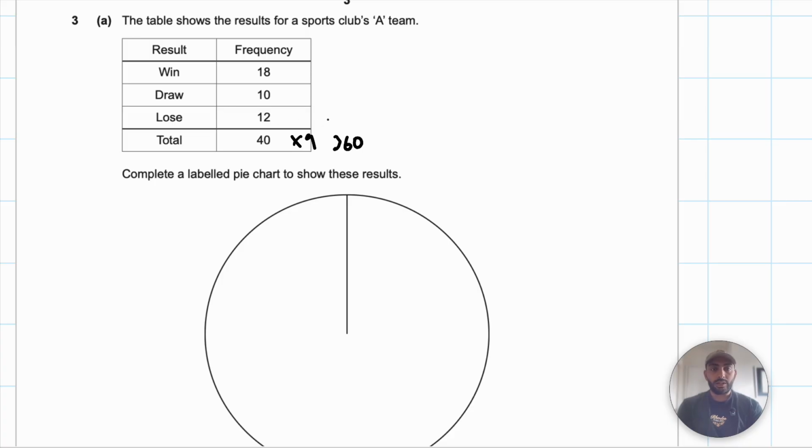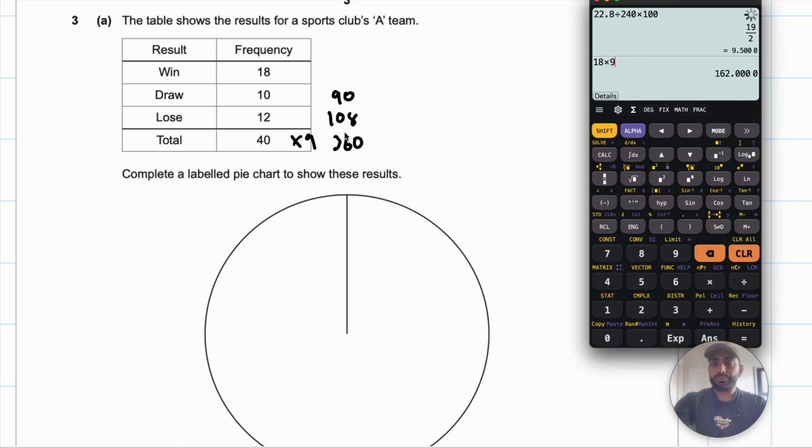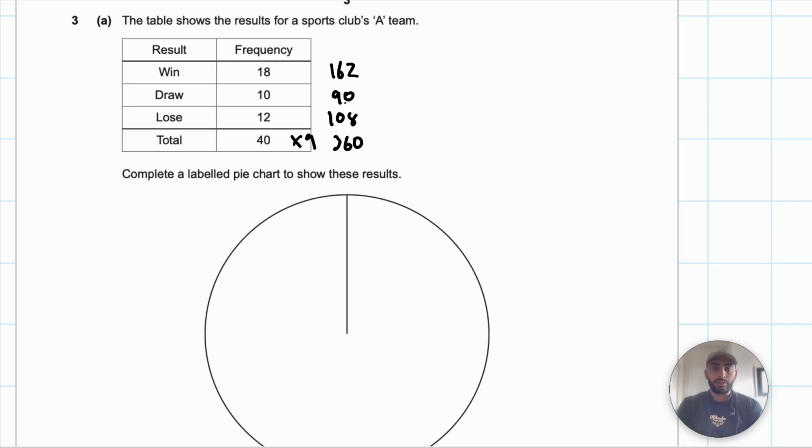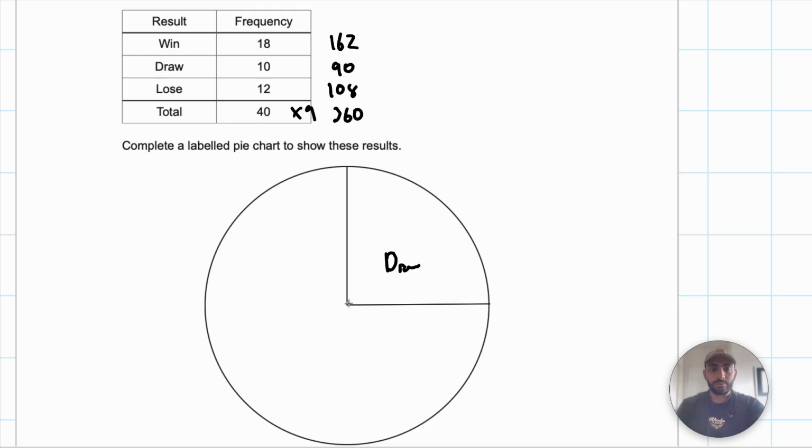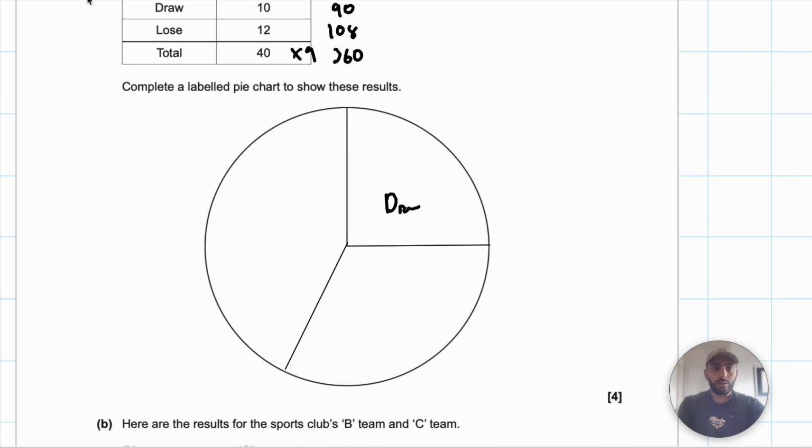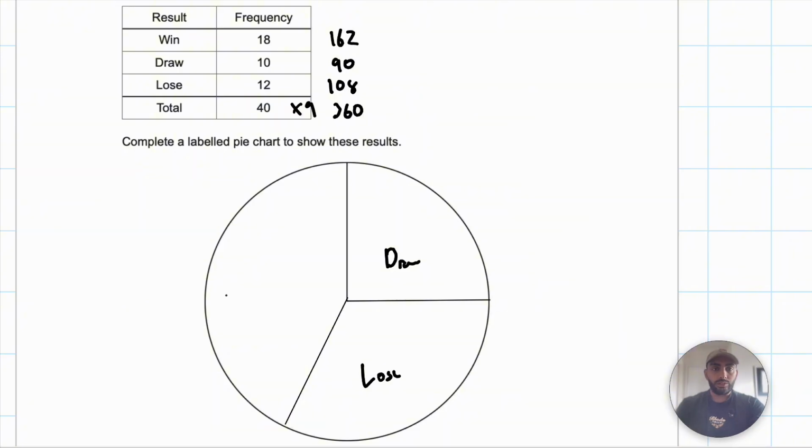12 times 9 gives me 108, 10 times 9 gives me 90, and 18 times 9 is 162. I'm going to draw all of these on. I think I would draw this 90 degrees on first because it's easier. That would be my 90 degrees one, or my draw. Use a protractor for this. The next one, I need to do 108. It would look something like this. So that one is lose, and the last one will be win. The way you can check this, after you've done the first 2, is to measure the last angle, and it should be 162. If you don't get 162, that means your first 2 were wrong.